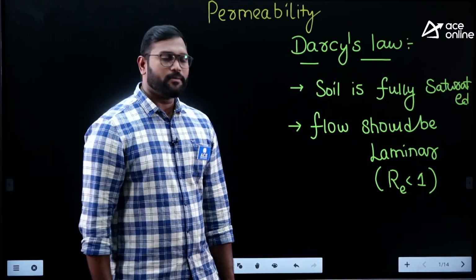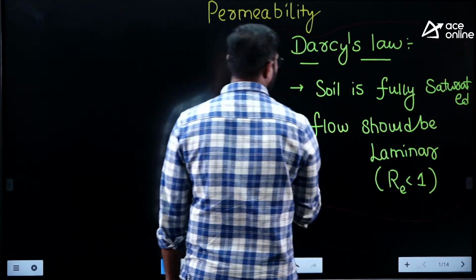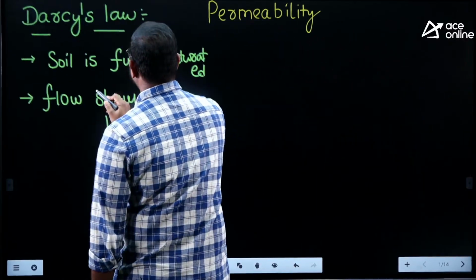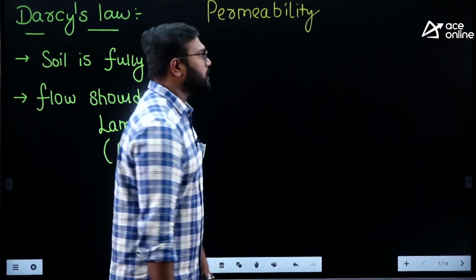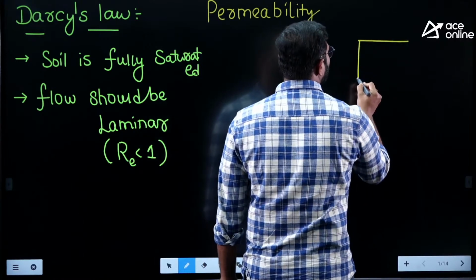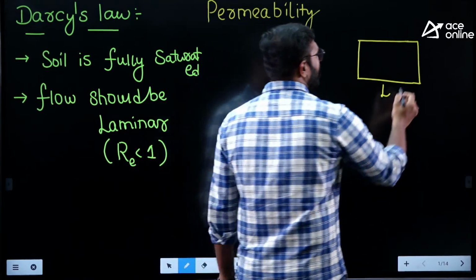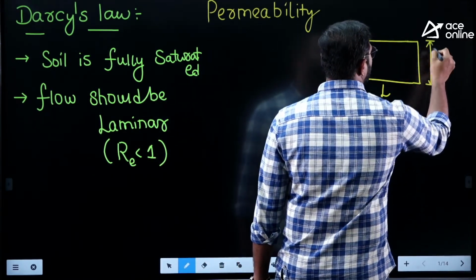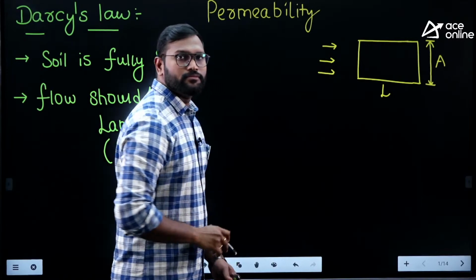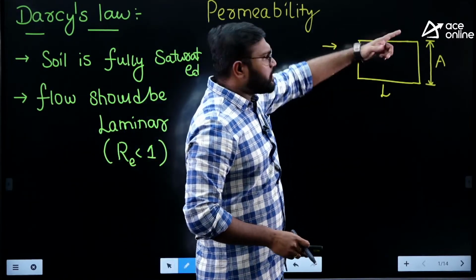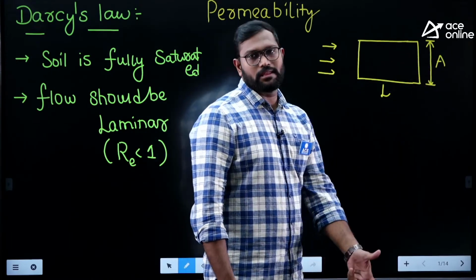So this person explained whatever flow passes through the soil mass. Let's take a soil element. Let's take the length of the soil element as L, and the cross section area of the soil element as A, assuming the flow is happening in the horizontal direction. If you take the flow in a vertical direction, then this L will behave like a cross sectional area and A will behave like a length, right?